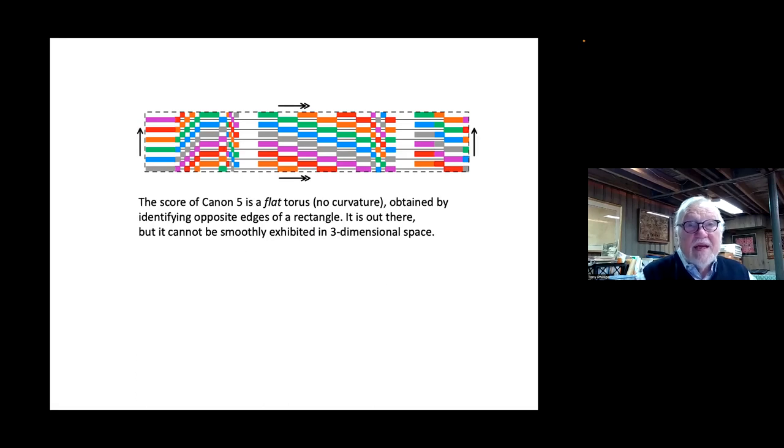The score is a flat torus. It has no curvature, and it comes from identifying opposite edges of a rectangle. So the flat torus exists out there in Platonic space. You can't smoothly exhibit it in three-dimensional space, but for us mathematicians, it's just another geometric object.